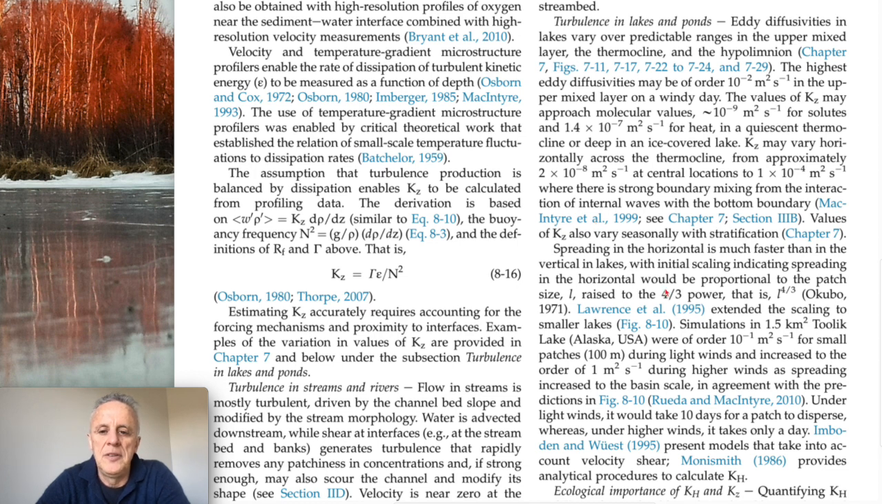Eddy diffusivities in lakes vary over predictable ranges in the upper mixed layer, the thermocline and the hypolimnion. The highest eddy diffusivity may be on the order of 10 to the minus 2 meters squared per second in the upper mixed layer on a windy day. The values of Kz may approach molecular values of 10 to the minus 9 meters squared per second for solutes and 1.4 by 10 to the minus 7 meters squared per second for heat.